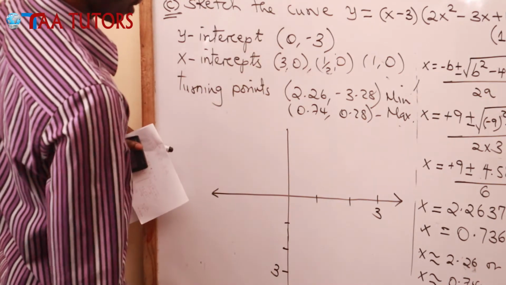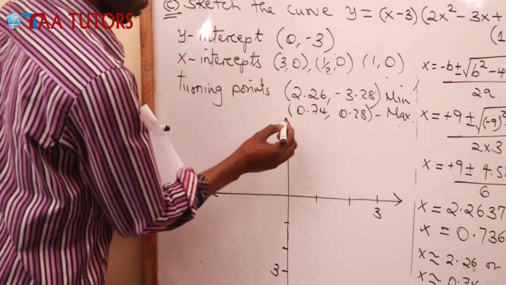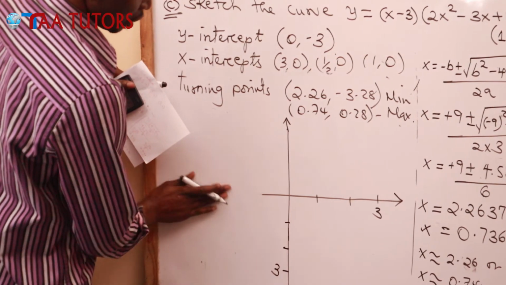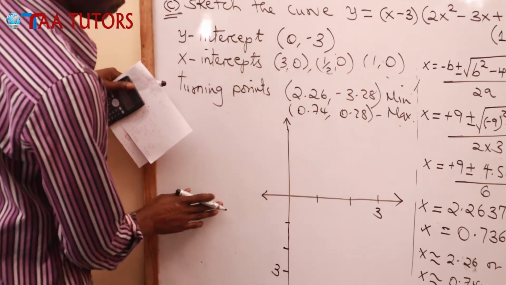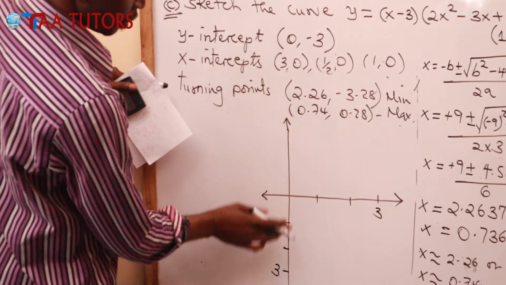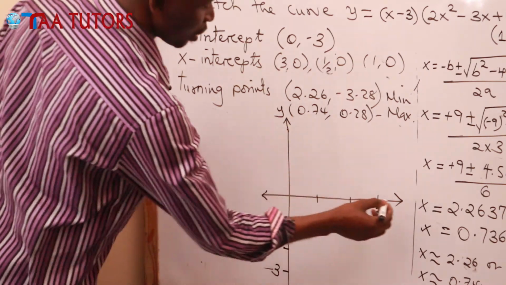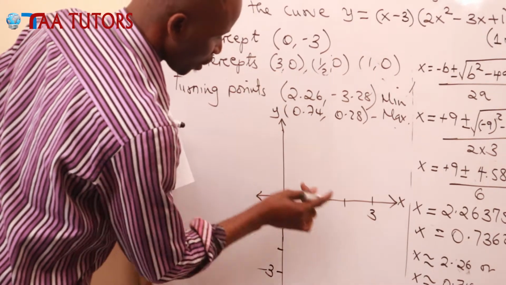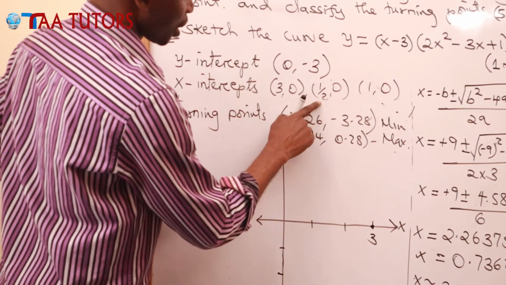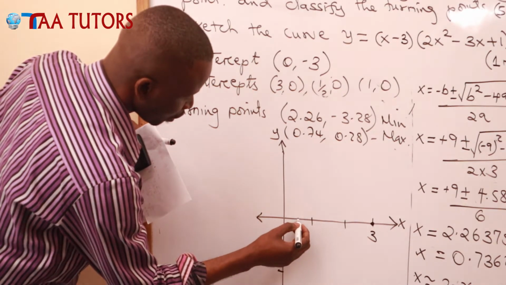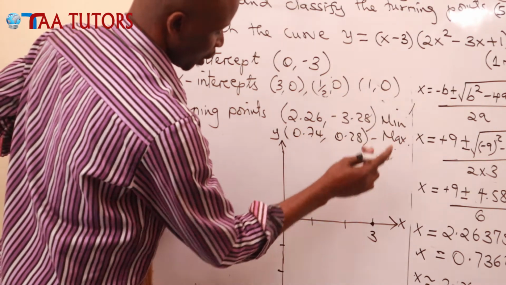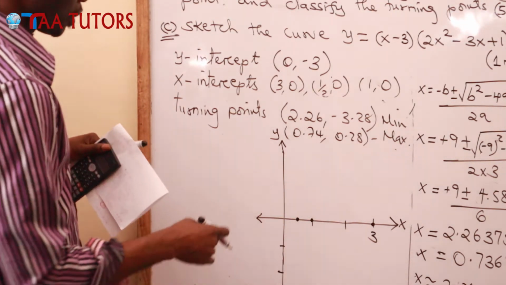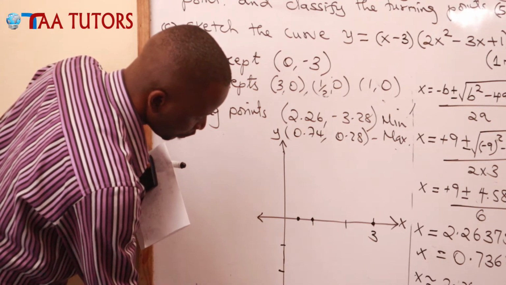Going upwards, we're not seeing any value. We'll see what happens. On the negative x, we don't have any value. We'll see what happens. We can just have it that way. Negative 3 there, x. So let us plot the intercepts. 3, 0 is there. A half, 0 is somewhere there. 1, 0 somewhere there. Those are the intercepts that we have. And then the other intercept is negative 3 down here.